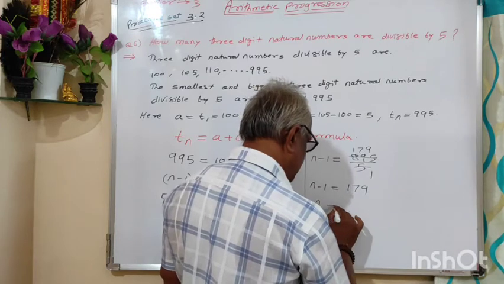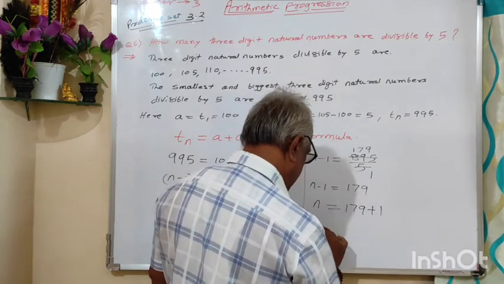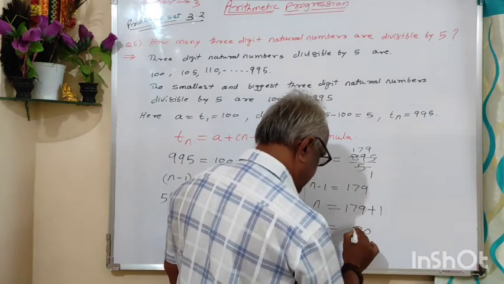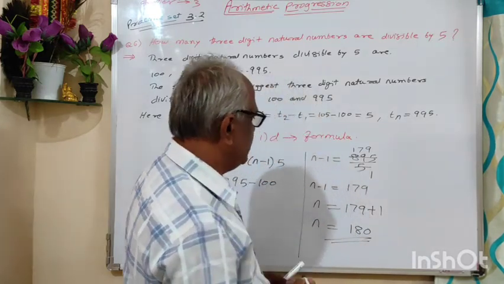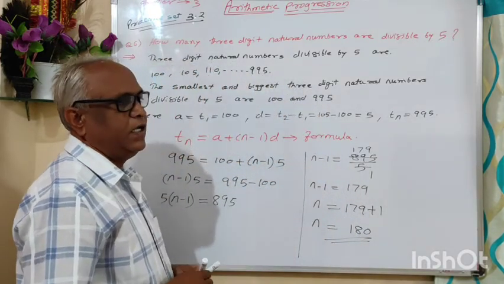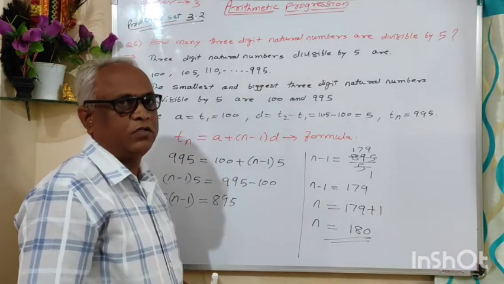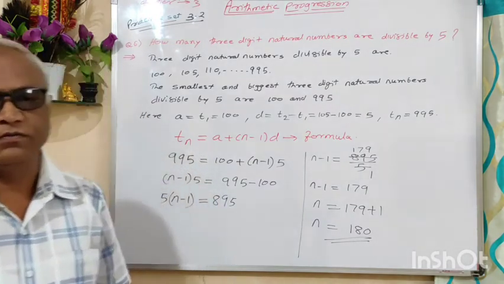So n is equal to 179 plus 1, that is 180. So there are 180 such numbers. Here you can take the screenshot and write it in your notebook. Thank you.